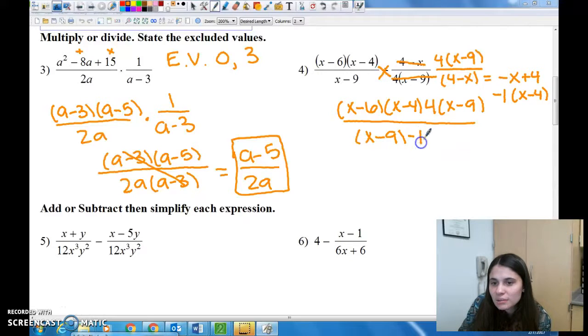So I'm going to multiply this by negative 1 times x minus 4. That's a little bit more complicated than I expect you to remember, so there won't be one like that on your test, but we do generally like things in standard form.